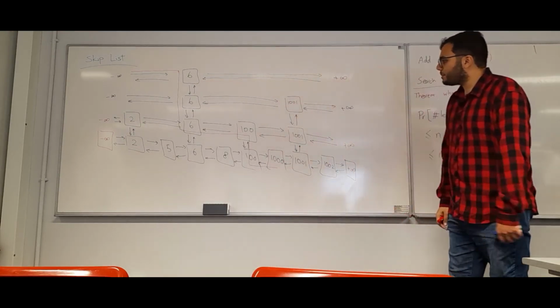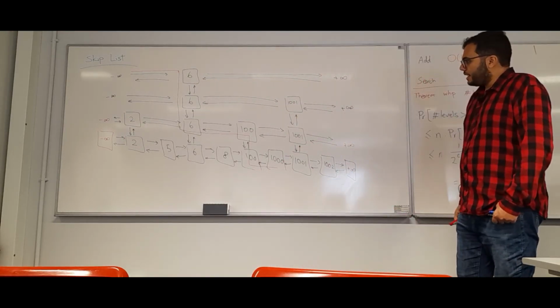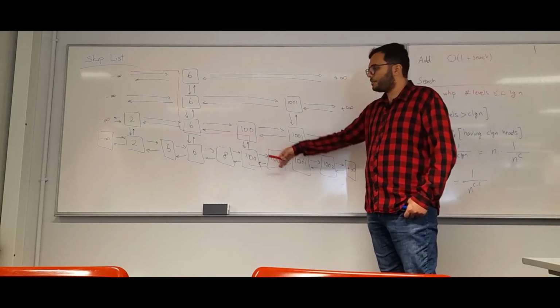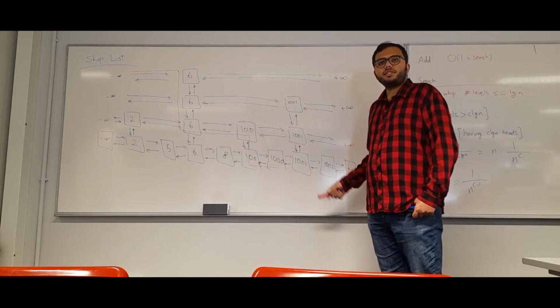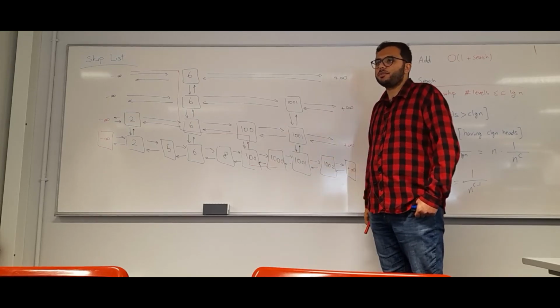Now, I want to find the bound on the number of steps that I take. Let's say at some point I am somewhere in my data structure. What is the probability that I go left, and what is the probability that I go up?